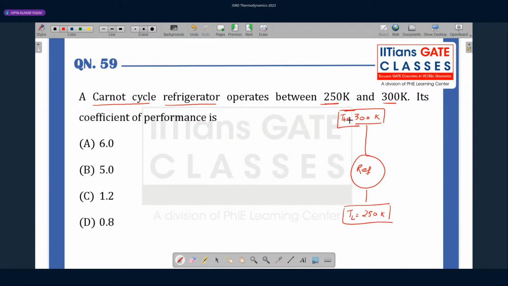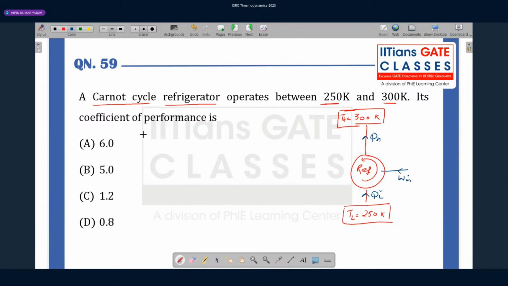Its coefficient of performance I need to find out. Now you see, it is a refrigerator, and a refrigerator is a work absorbing device. It is anti-clockwise. The purpose of a refrigerator is to transfer heat QL from lower temperature to this higher temperature, and for this it requires some work input. It is a work consuming device.